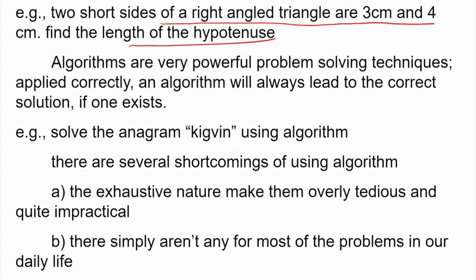So, a square plus b square is c square, that is how we look into it, and in this way it has to be 5 centimeter. This is an algorithm; there is a correct way of doing it, and we know that this is how it has to be solved. So, algorithms are very powerful problem solving techniques. Applied correctly, an algorithm always gives you the correct solution, if one exists.